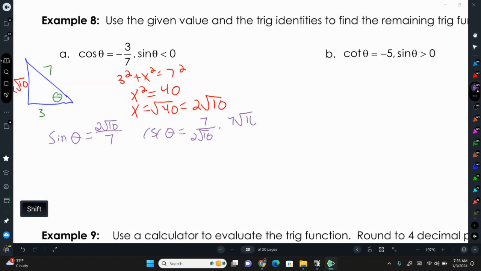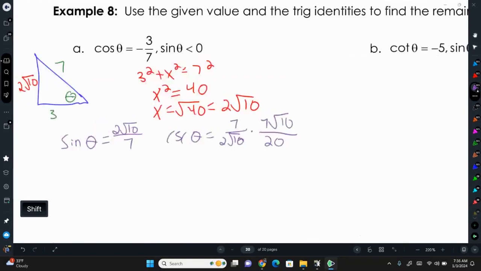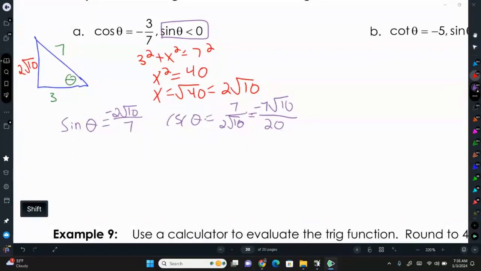So 7 times the square root of 10 over 2 times the square root of 10 times the square root of 10 is going to give us 20, because the square root of 10 times the square root of 10 is 10, and then times 2 gives us 20. And because we know sine is less than 0, so negative, we know that both of these, sine and cosecant, are going to be negative.